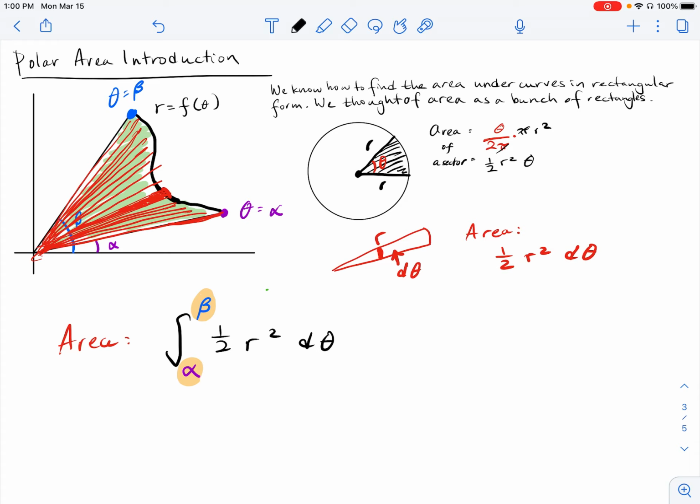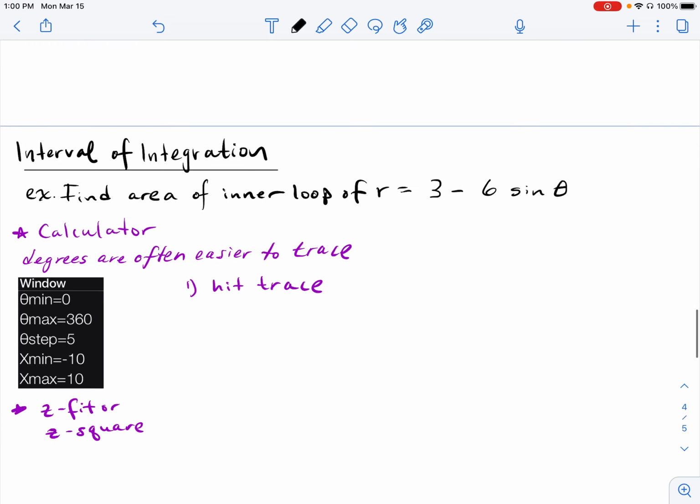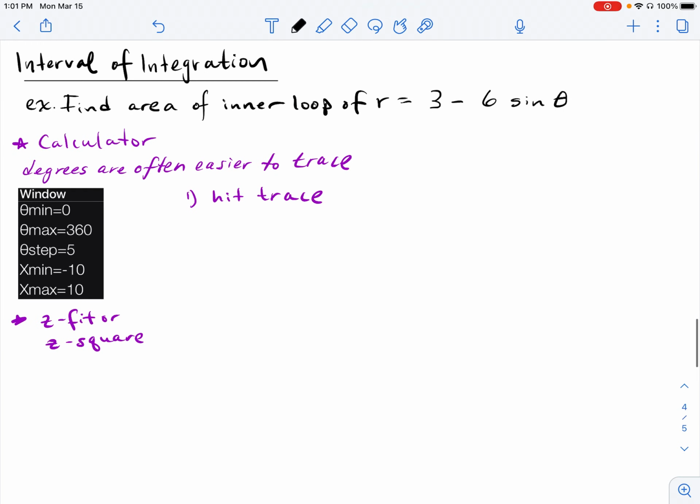But the trickiest part for a lot of students when doing these problems is trying to figure out exactly what are we integrating from? What are our bounds of integration here? Where do we start and where do we finish? And I think that's difficult a lot of times for students because they have a shaky understanding of how polar functions work and how these graphs are formed. So I want to spend some time actually talking about finding what we call the interval of integration. Or in other words, what are our bounds of integration?